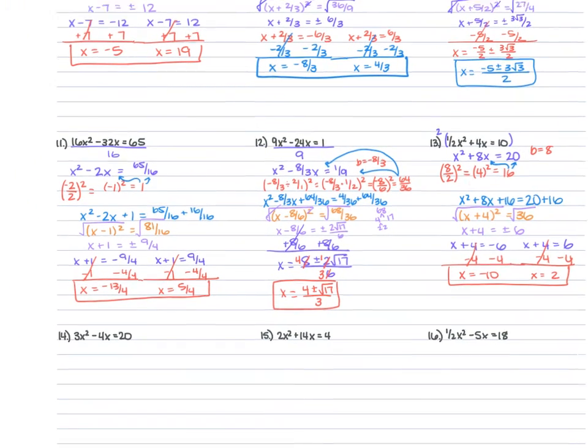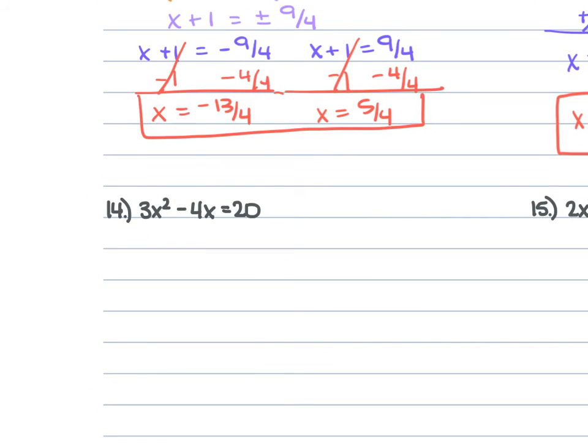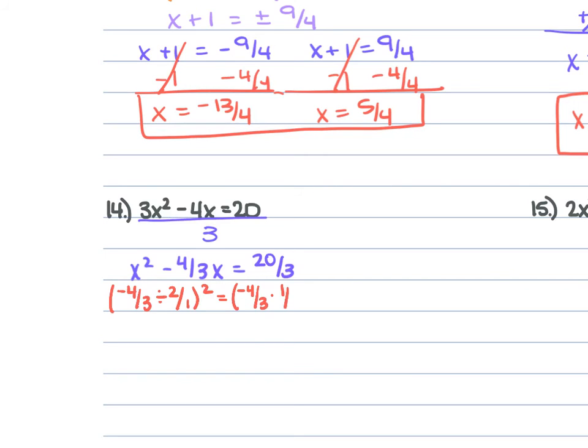For 14, we have 3x squared minus 4x is equal to 20. So I'm going to start by dividing everything by 3. I get x squared minus 4/3 x is equal to 20 over 3. My b is negative 4/3, so I'm going to do negative 4 over 3 divided by 2 over 1 squared, which is the same thing as negative 4 over 3 times 1 over 2 squared. The 2 becomes a 1, the negative 4 becomes a negative 2. So that's negative 2 times 1, which is negative 2, over 3 times 1, which is 3 squared. So that's going to be 4 over 9.